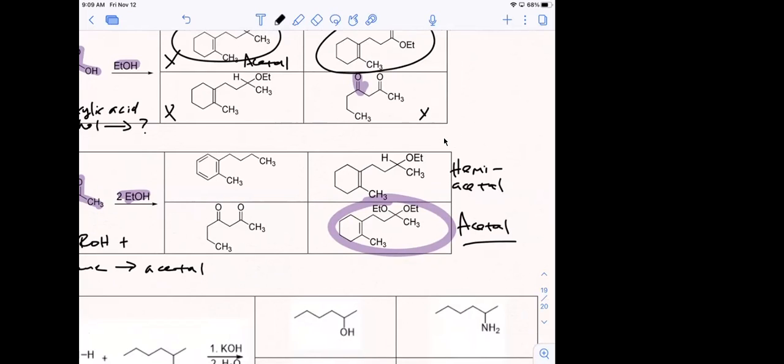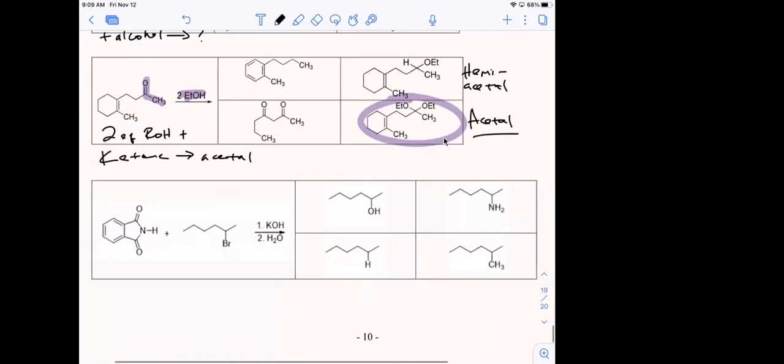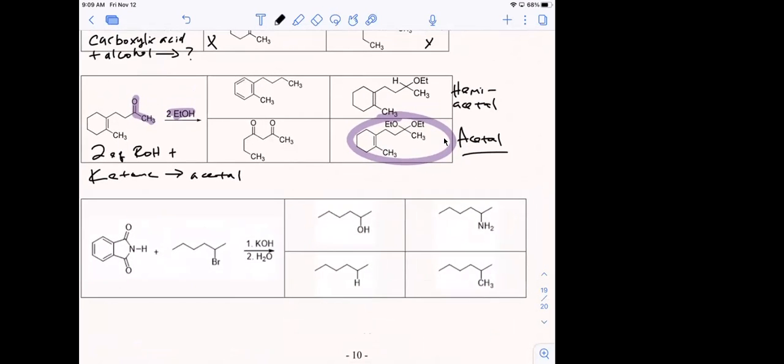The hemiacetal is 1 alcohol plus an aldehyde or ketone. Acetal is 2 alcohols plus an aldehyde or ketone. Again, it's all about recognizing the functional groups. You've got to recognize what functional group you're dealing with in order to understand what process is getting ready to happen. All right, what about the last reaction?